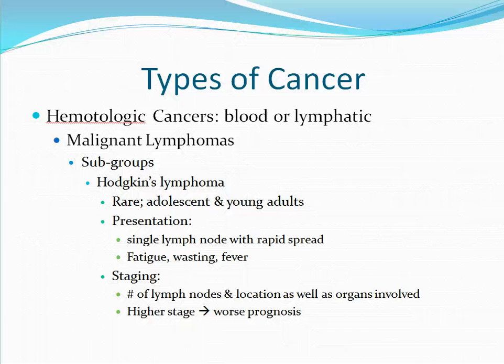Hodgkin's lymphoma is staged, and the staging depends on the number of lymph nodes involved, their location, and the organs involved. The higher the staging, meaning the more lymph nodes involved, the worse the prognosis is.